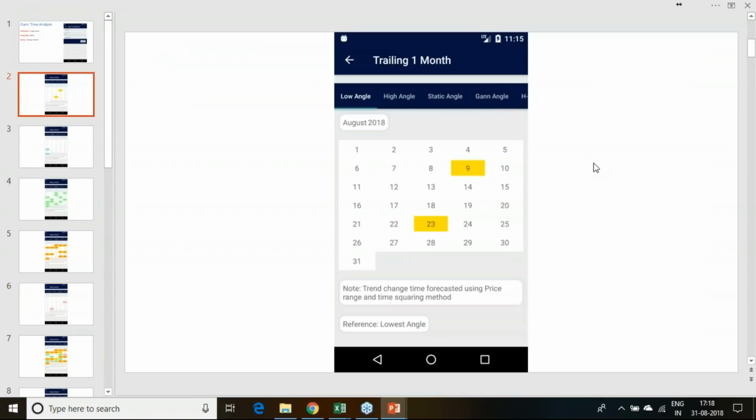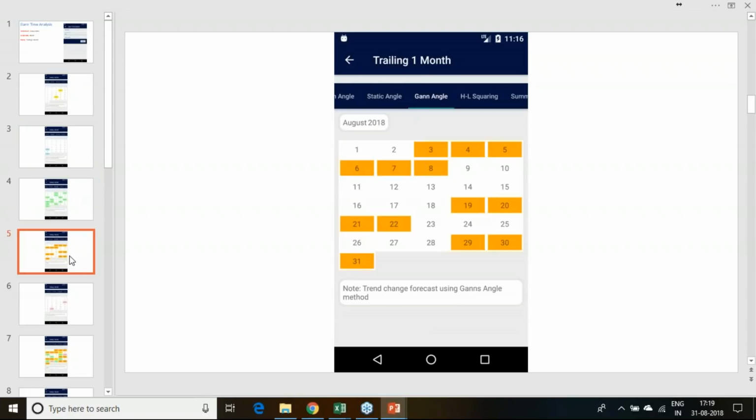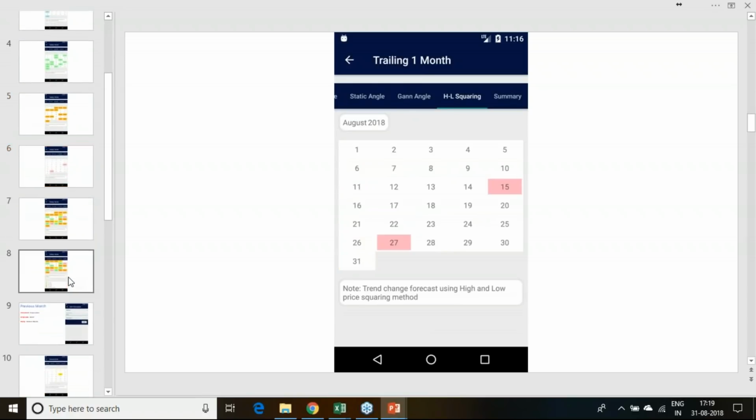Trend change dates calculated using the static angle and Gann angle are the low priority trend change dates. On those days, maybe a consolidation may happen, or there may be a small price correction. However, with the lowest angle which you have just seen, the same way for the highest angle, and the same way for the high-low squaring action, these three concepts give a major trend change. There will be a good amount of correction or a good amount of rally on those particular days. These explanations are also given.